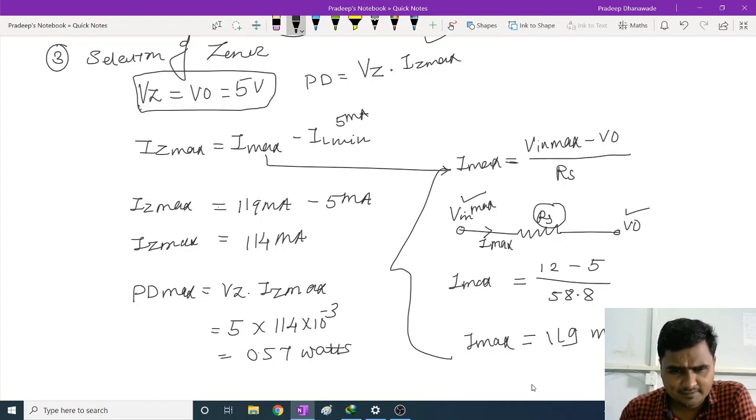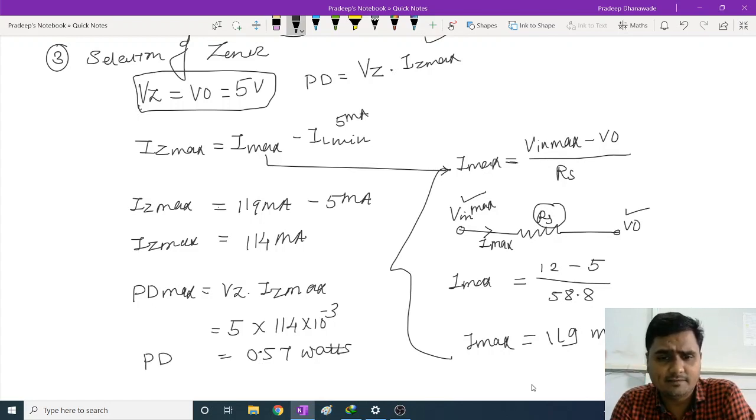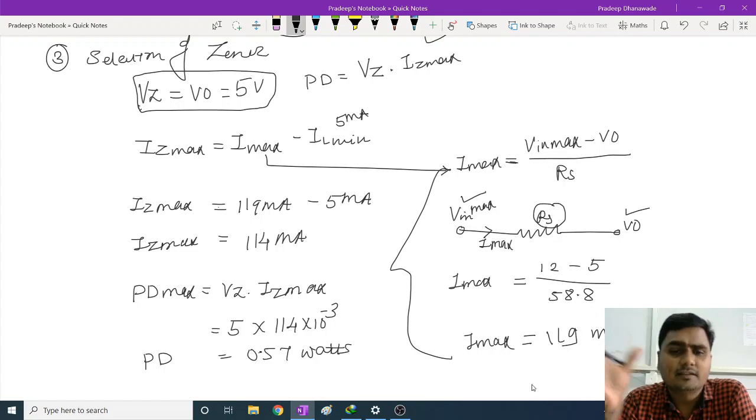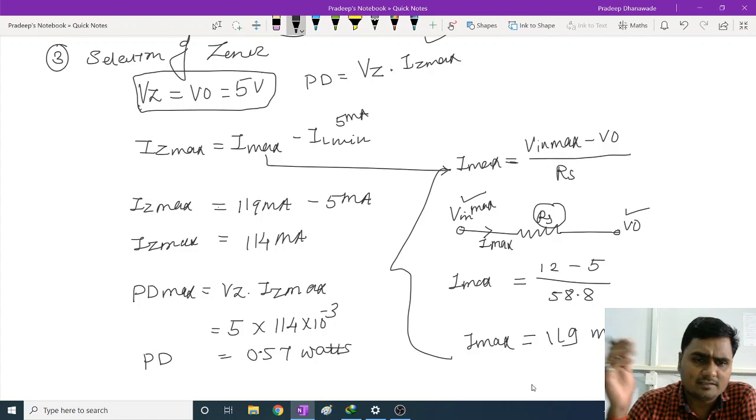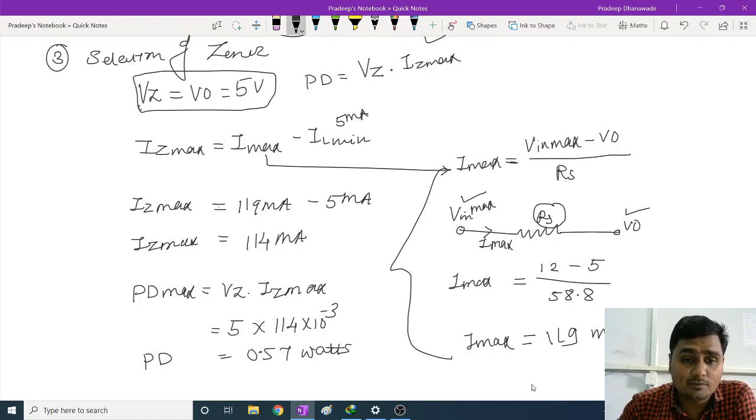Just check. You go with your own answer. Don't trust my answer, because maybe I am getting 0.5789. You compress it into 2 digits, you can say 0.58 watt. No issue in that. So that will be the power dissipation of the Zener diode that I am supposed to use in my design.